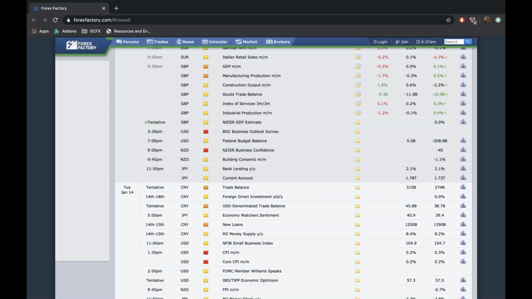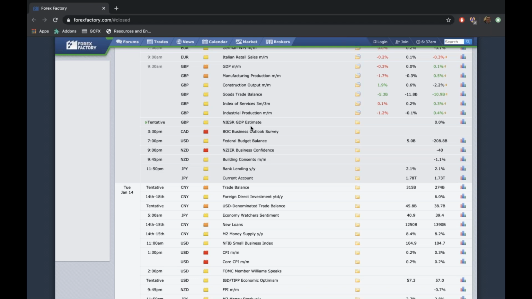CAD Business Outlook Survey. Well, the Bank of Canada is at an interesting point at the moment. The Bank of Canada has been more upbeat recently. They'll be very pleased if the US-China trade deal gets signed. That's one thing they're looking at. So I'm expecting this Business Outlook Survey to be roughly positive, just because the US-China trade deal is about to be signed, so people should be upbeat. So that's what I'll be expecting.